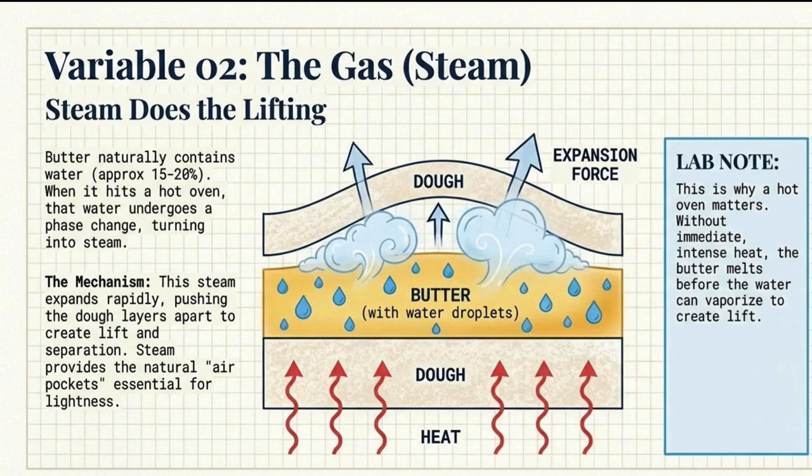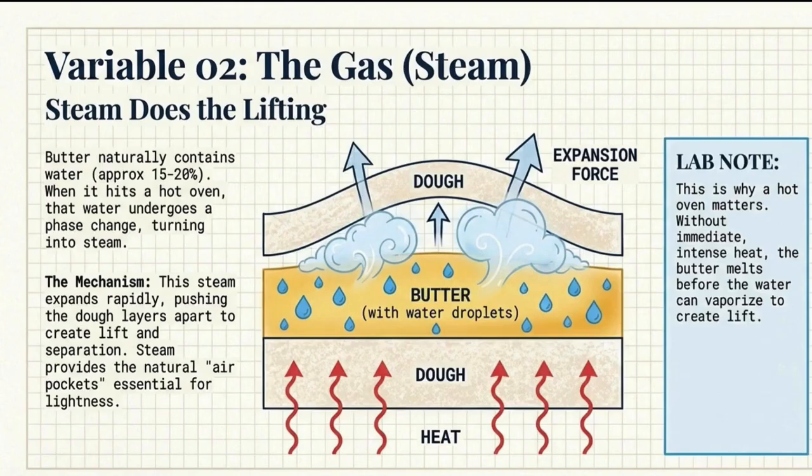Variable two, the gas: steam. Steam does the lifting. Butter naturally contains water, approximately 15 to 20%. When it hits a hot oven, that water undergoes a phase change, turning into steam.